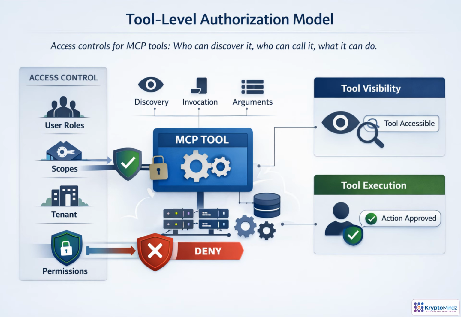Treat each MCP tool as a protected capability. Before a user can discover it, check role, scope, tenant membership, and entitlement. Before it runs, check again against the requested arguments and the backend action it would trigger. Visibility is not the same as permission to execute. A user may be allowed to know a tool exists, but not call it with sensitive parameters. If identity, scope, tenant, entitlement, or backend permission is missing or unclear, fail closed. Ambiguity should result in denial, not a best effort action.